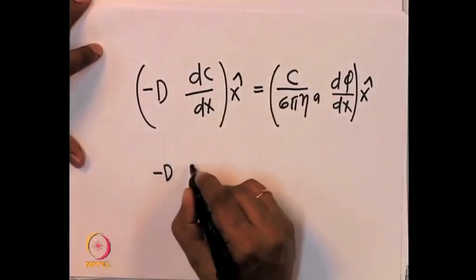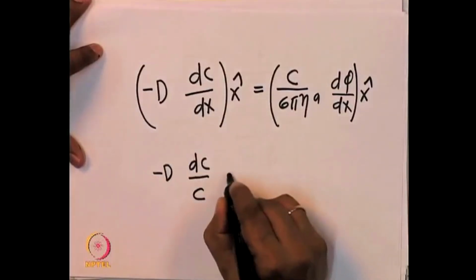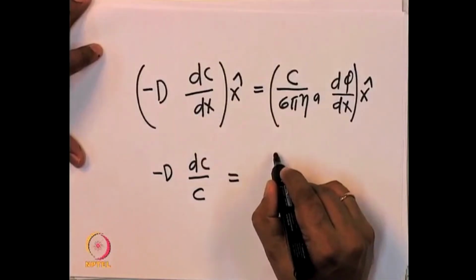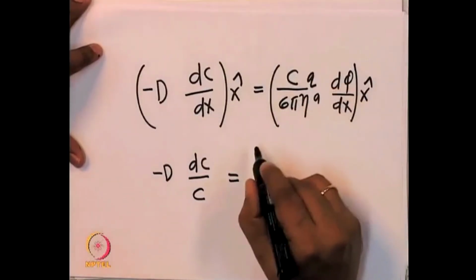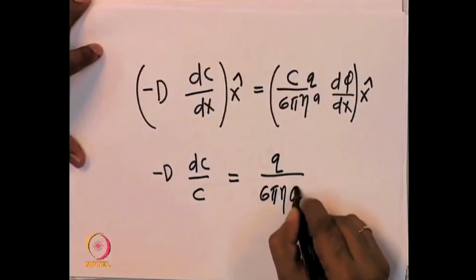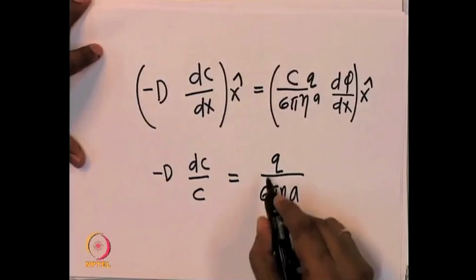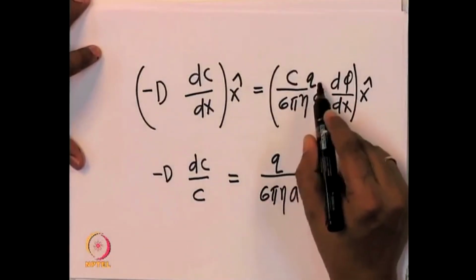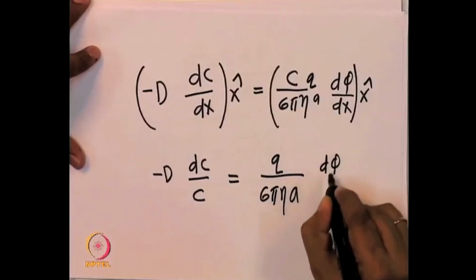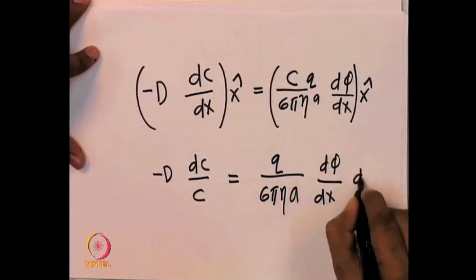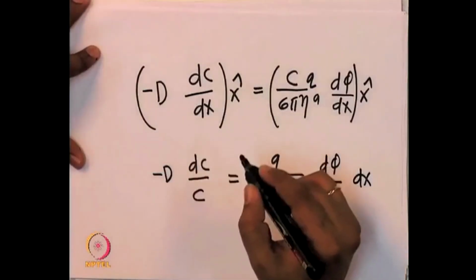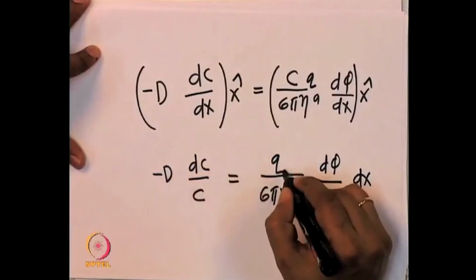So, you have minus d dc by c is equal to, there is a q here. So, q by 6 pi eta a. So, there is a typo, there is a q here. So, this is the correct one, q by 6 pi eta a into d phi by dx times dx. So, this is the equation. Now, we have to integrate. Now, if you wish, I can take this d also this side.